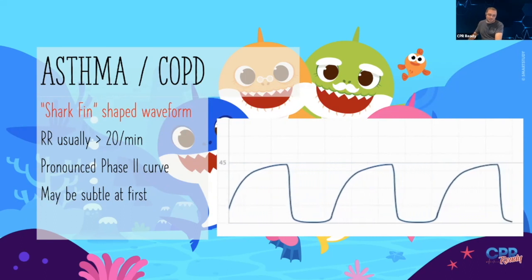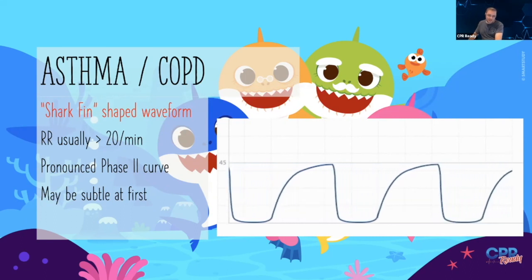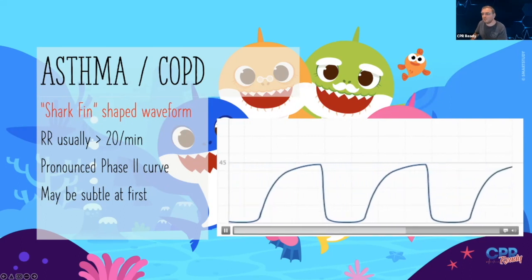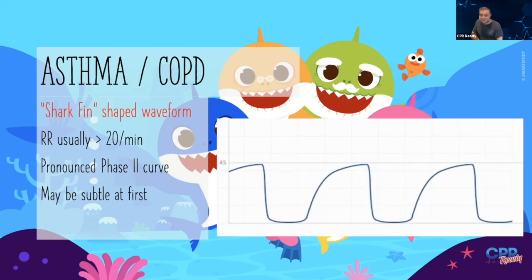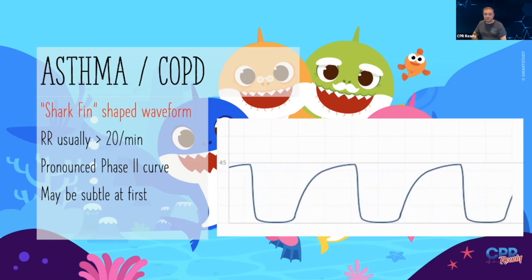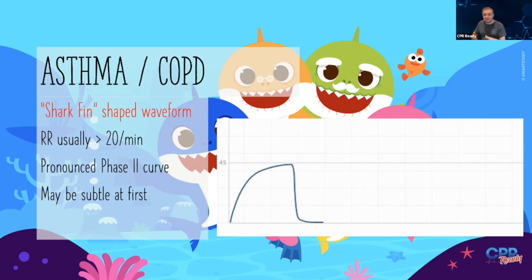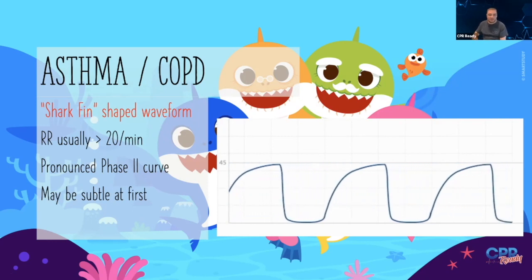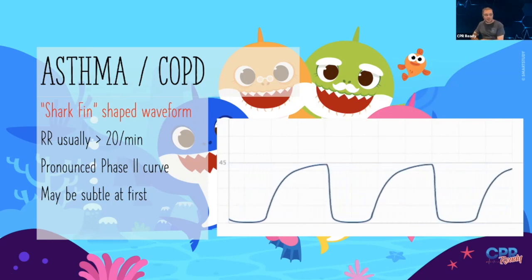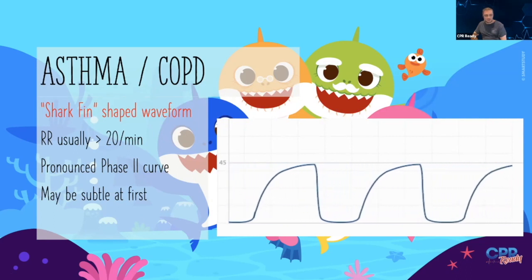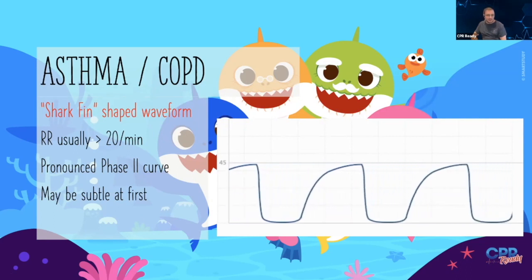You see how it's got this slurred line at the beginning, and then this point and this abrupt drop looks just like a shark fin. And that is classic for a lower airway obstruction. Another cool thing about it is it's going to give you real-time feedback about the effectiveness of your treatment. So patients with asthma, shark fin waveform, usually they're going to be breathing faster because they're trying to compensate for the respiratory distress. So you would expect a rate above 20.